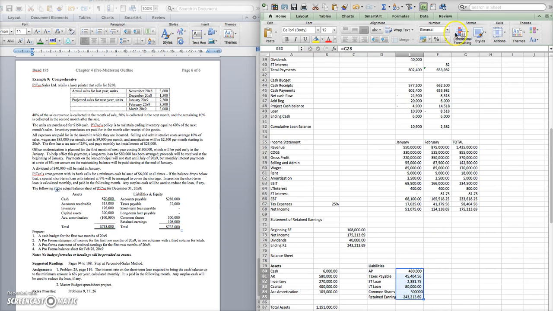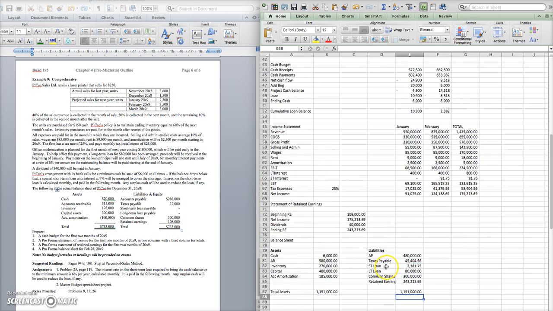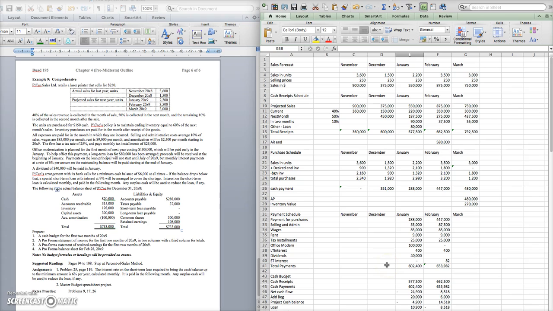And let's make this a little bit prettier. And we can sum that up. And fingers crossed it also comes out to 1151. So this is how we walk through the comprehensive question in Excel. Hopefully this will have been very helpful for you, especially in your midterm prep. Good luck, everyone.